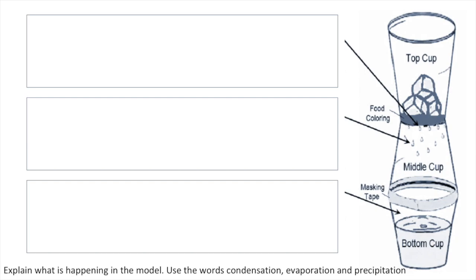So this should be pretty familiar to you, where we had 3 cups. The top cup was ice, and in the bottom you had hot water, and then you had a cup upside down taped to it, and you were supposed to observe the water cycle. What you are going to be doing is explaining what's happening in the model. You have to use the words condensation, evaporation, and precipitation. Basically, tell me what's going on in each cup. And is it condensation, evaporation, or precipitation?